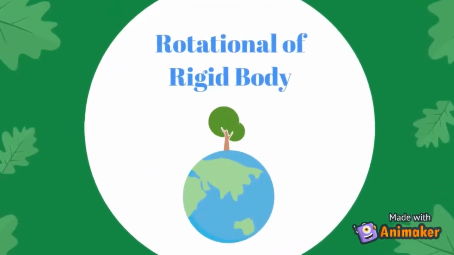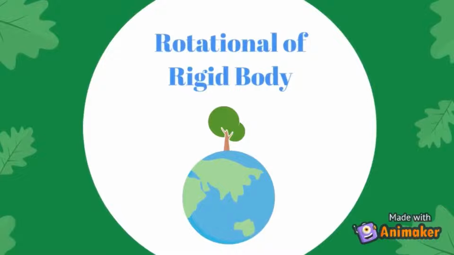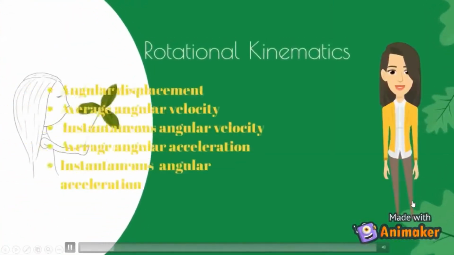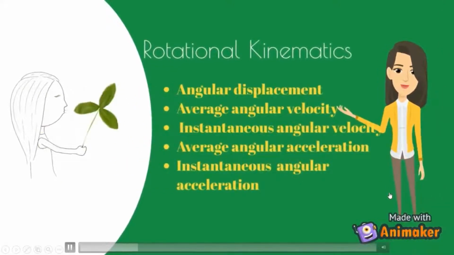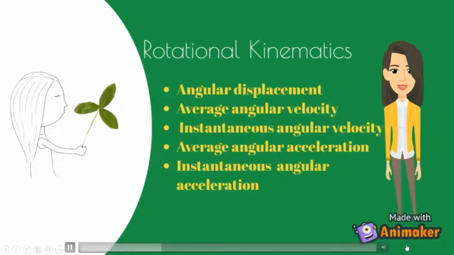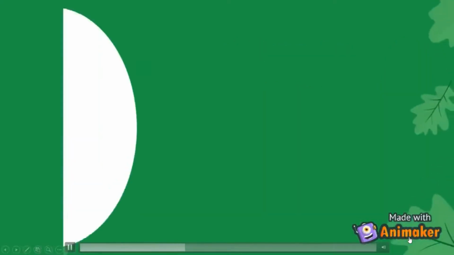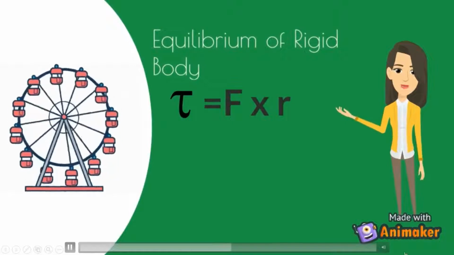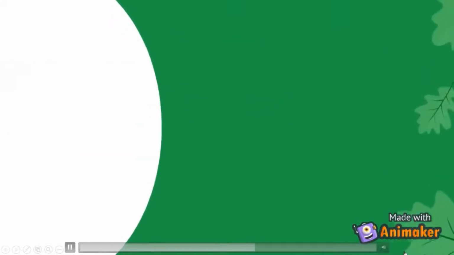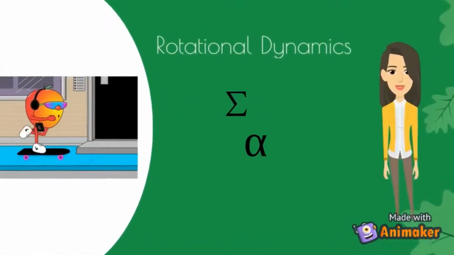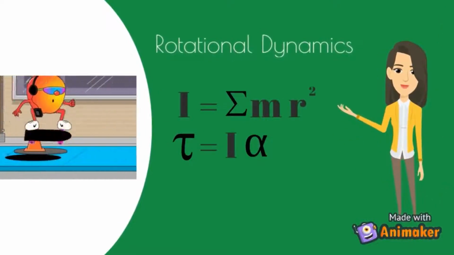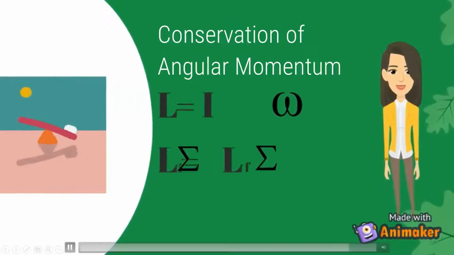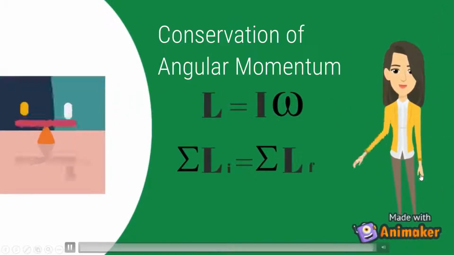Today we will learn about rotational motion of rigid body. In this chapter, you will define this parameter. For equilibrium of rigid body, you will define this. In rotational dynamics, you will be exposed to this. And for the last subtopic, which is conservation of angular momentum.